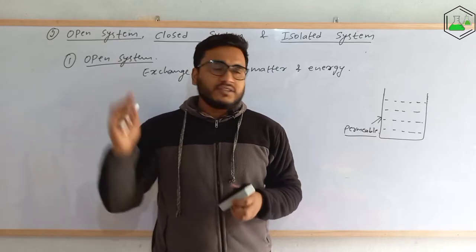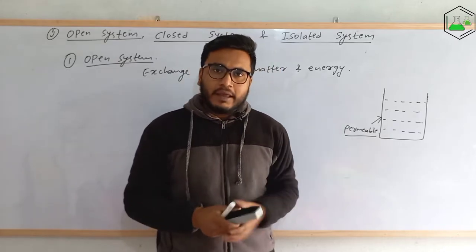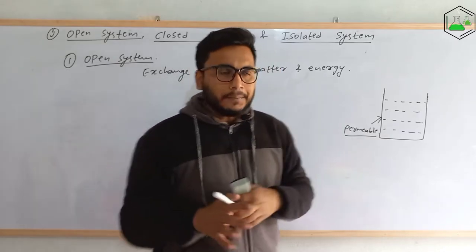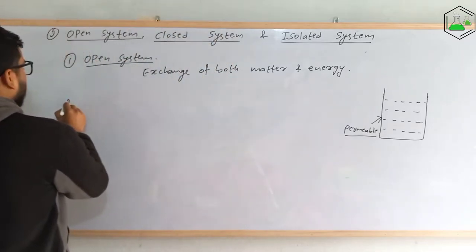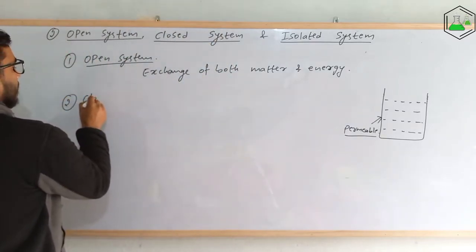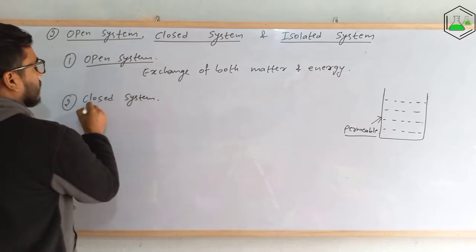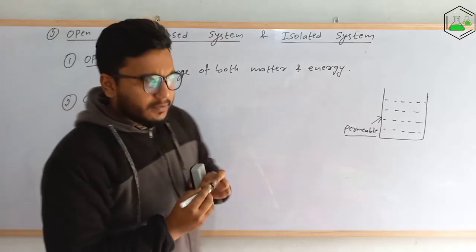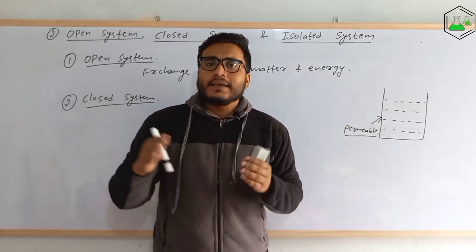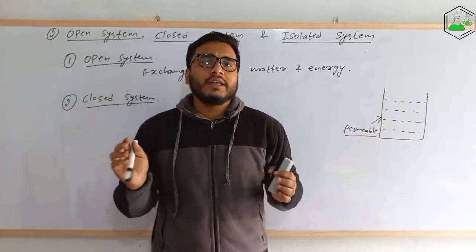And in this type of system, the boundary is permeable. That means anything can be exchanged. Number two is closed system. This is the type of system in which only energy gets exchanged, but matter does not get exchanged.